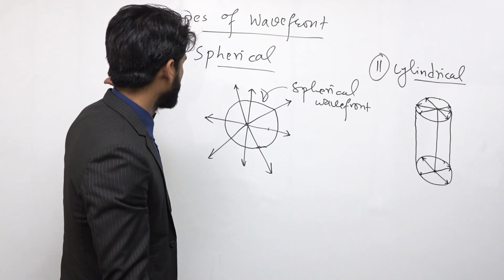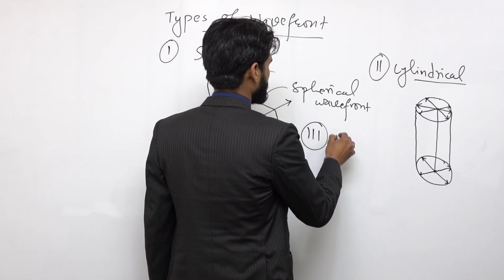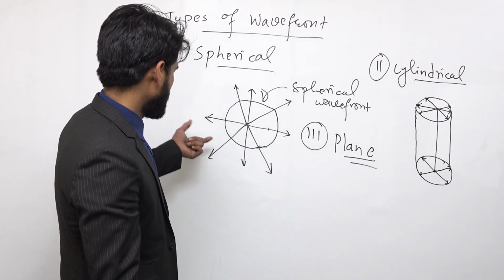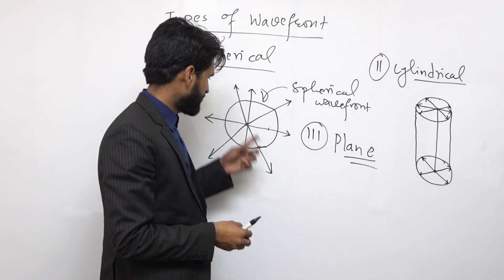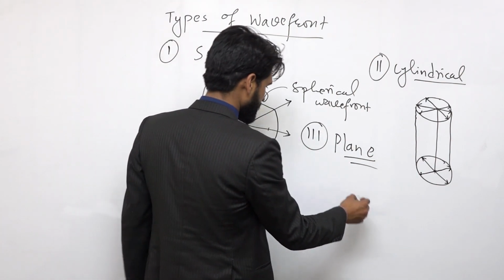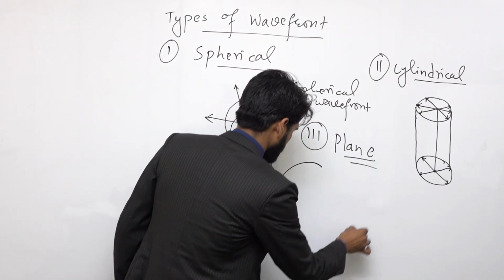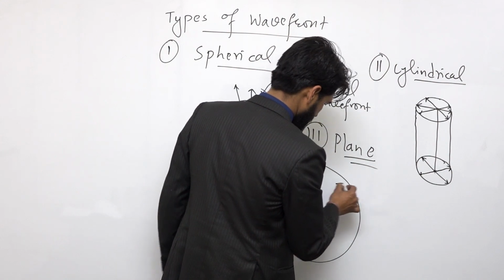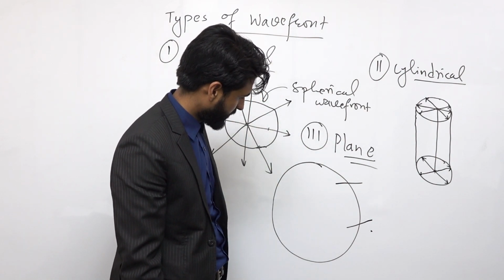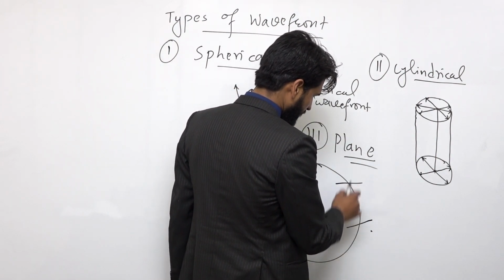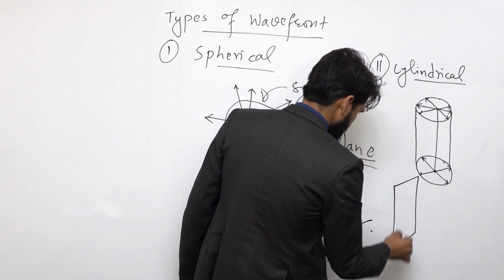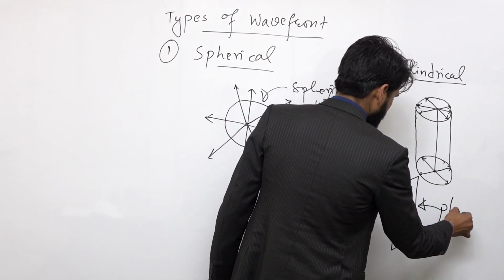Now, the third one is the plane wavefront. Plane wavefronts are like this: if we consider a far away distance from the point source, let's consider a big circle, a big sphere. This is the big circle, this is the big sphere. If you consider a certain length of the circumference of the sphere or circle, then we find that this is a kind of plane. So these make a plane, and these are called the plane wavefronts.